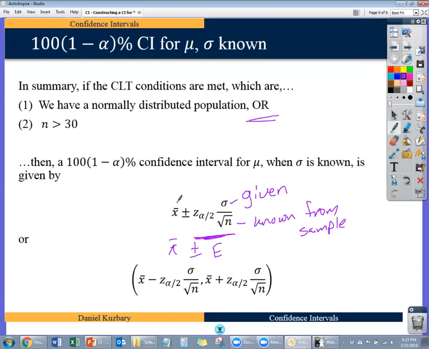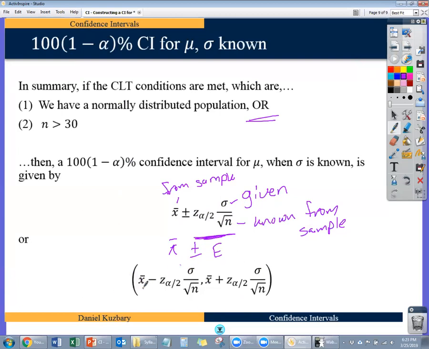And when you take a sample, you can find this. If I take a sample, I can find my sample mean. This is given to me. This is from the sample. So really the hard thing in finding and constructing a confidence interval is going to be finding the critical value, z sub alpha over 2. And you do it like I showed you on the last slide.